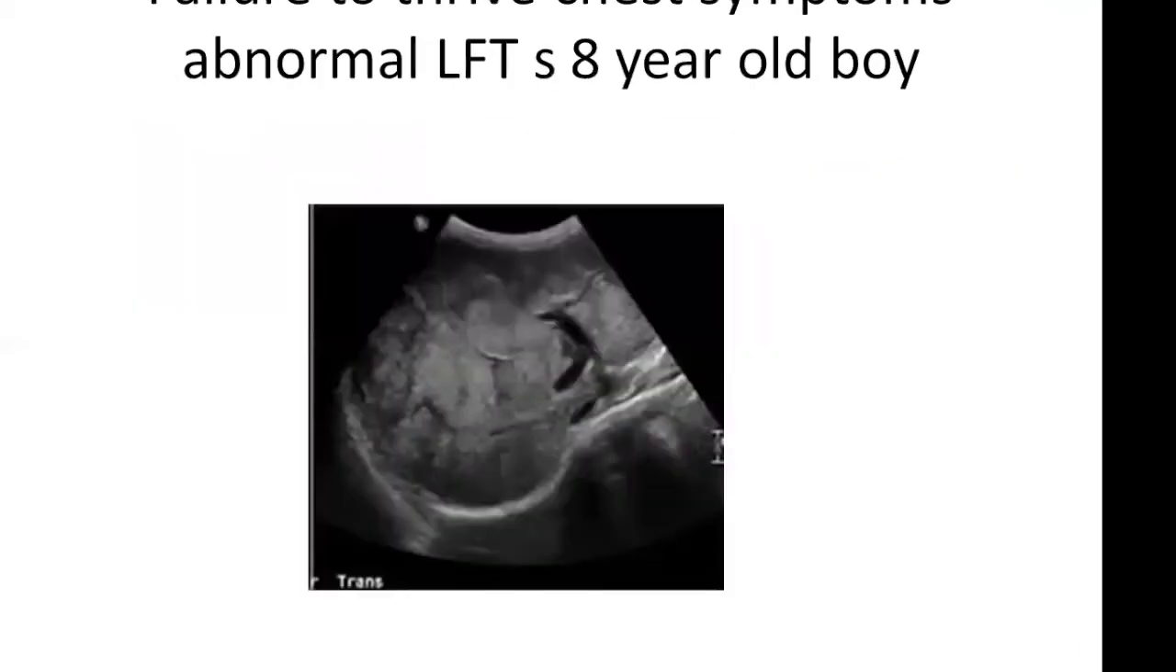So let's talk about some cases that I've seen. So an 8-year-old boy, failure to thrive, abnormal liver function tests with chest symptoms. I first saw him with ultrasound before he saw the physicians, and he had this abnormal liver texture, these swirling changes, and these are changes that you get in cystic fibrosis. And this is liver cystic fibrosis. It's a coarse cirrhosis.